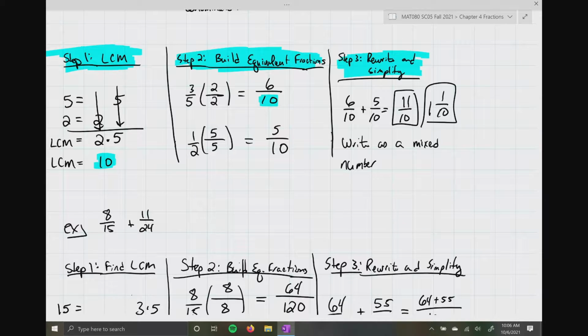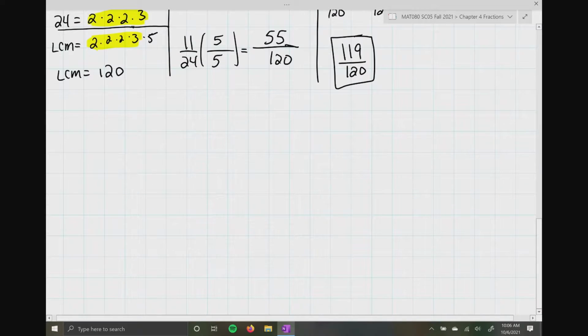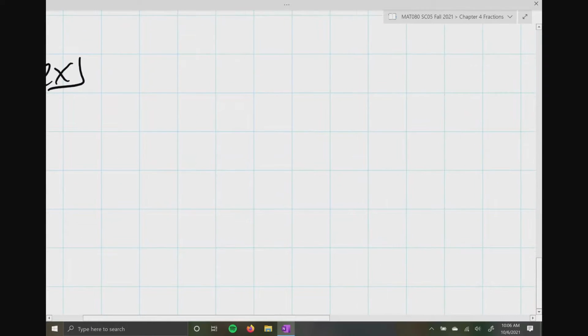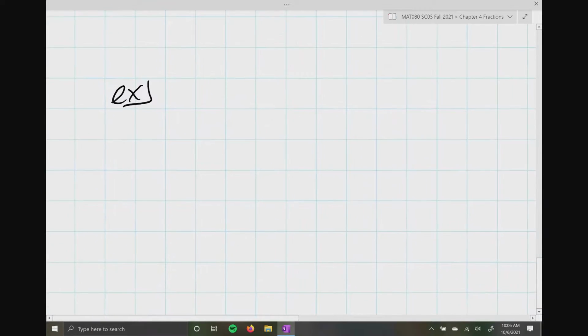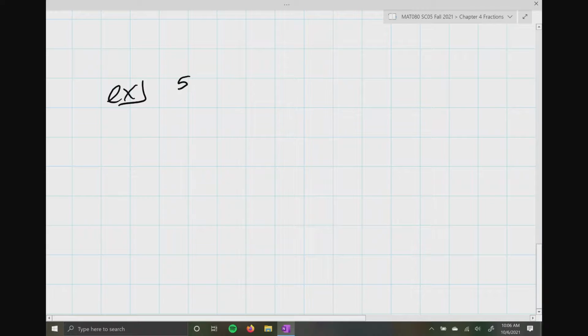All right, so here we go. Fun time, which is adding and subtracting fractions, obviously, with unlike denominators. Actually, here, we'll just do the first one. Let's do this one. 5/6 plus 5/6.